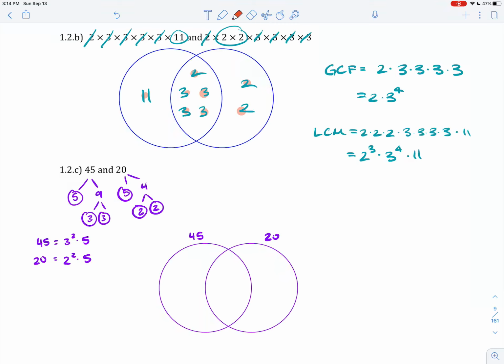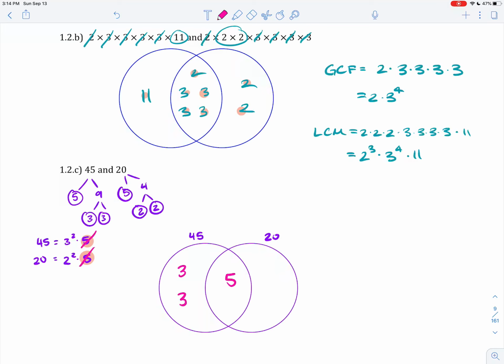So what they share in common here are these 5s. So let's go ahead and put the 5 in the middle. I think a very common mistake that people make is noticing, oh, this guy has a 5 and this guy has a 5, so we should put two 5s in the middle. That's madness. They each have one 5, so we only include the 5 once. And that's all they share in common here.